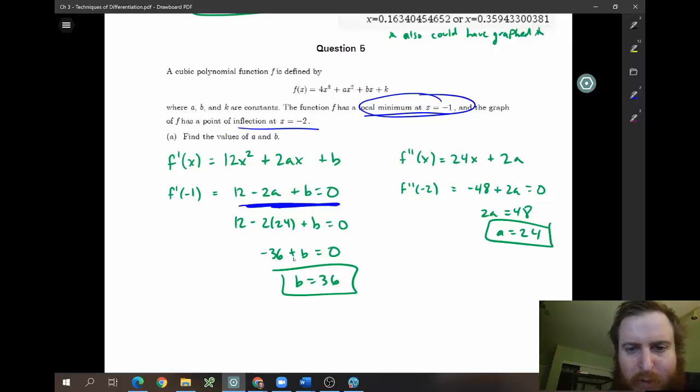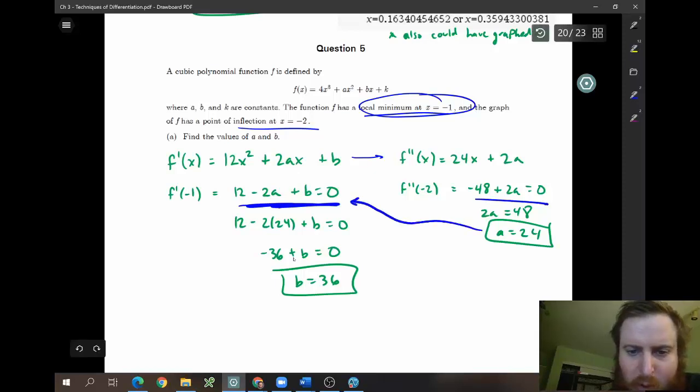Then for the point of inflection, we take the second derivative, so take the derivative of that, then plug in -2 and set that equal to 0. We get -48 plus 2a equals 0. We can solve here and get a equals 24. Take the 24, plug it in, and we get b equal to 36.